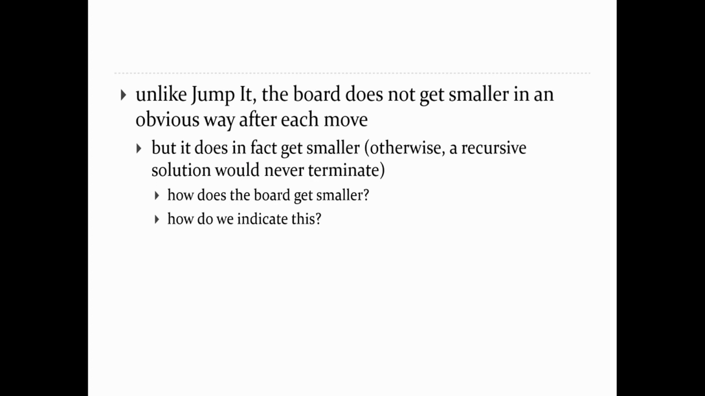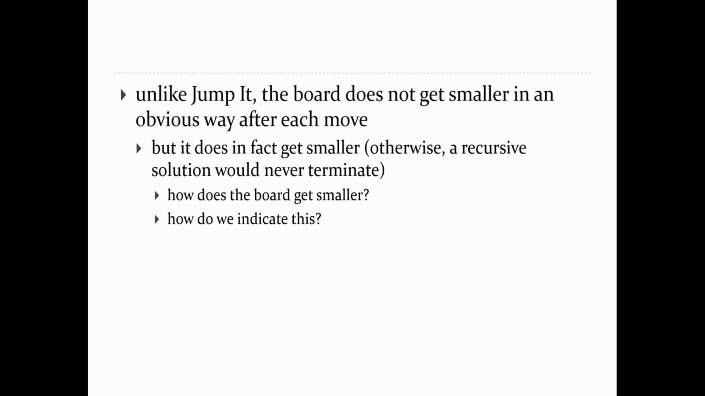Unlike the jump it problem, it doesn't look like this board gets smaller in any obvious way after each move. Right? So again, in the jump it problem, the board always gets smaller. Therefore, you can conclude that there's probably a recursive solution. In this one, it doesn't look like the board gets smaller, but in fact, it does. So in fact, there is a way to write this so that the board does get smaller. So how does the board get smaller?